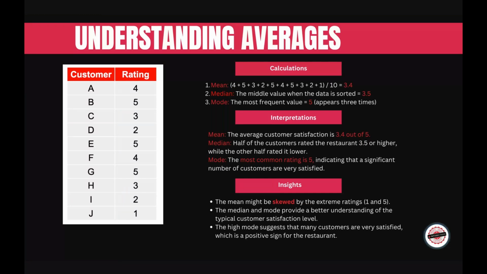Now, if you go to the next step to understand this, the median and the mode provide a better understanding of the typical customer satisfaction level. At this point, the higher mode suggests that the customers were satisfied with the restaurant. But the concern is still the same. What if this one rating of 1 out of 5 had not been given by the customer? If it had not been given, the entire data would not have been skewed.